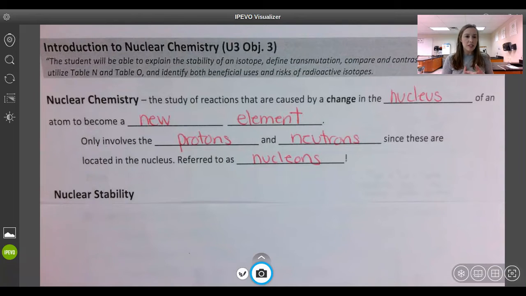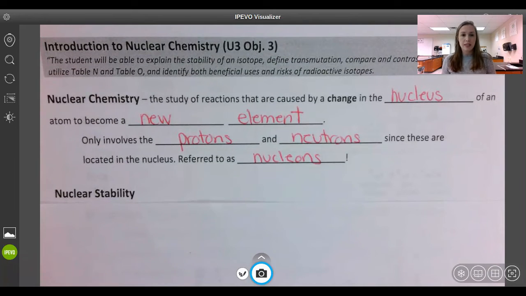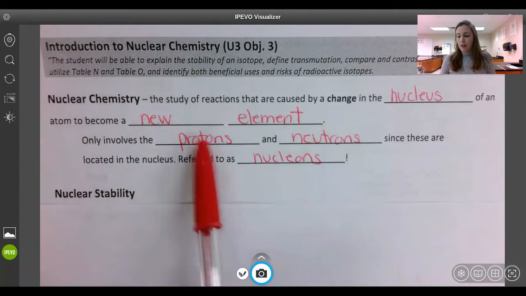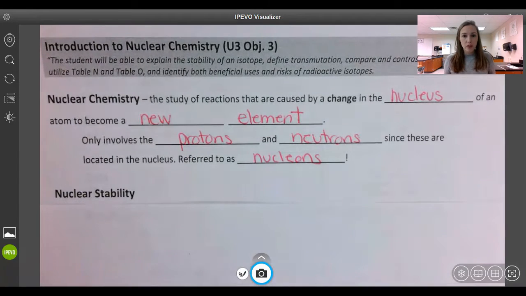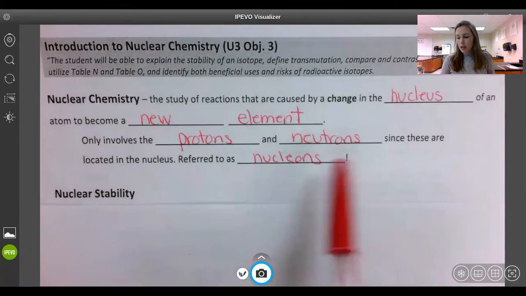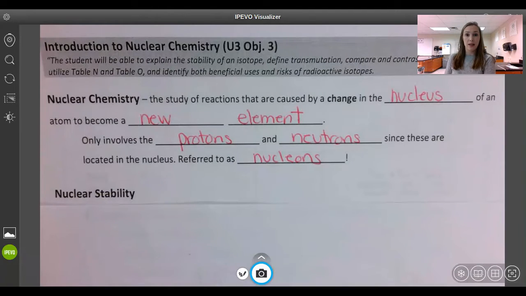All right, we're going to continue this unit on the nucleus today, and we're going to actually get into nuclear chemistry. So in nuclear chemistry, this is going to be the study of reactions that are caused by a change in the nucleus of an atom to actually become a new element. So this only involves our protons and neutrons in the nucleus, which you'll sometimes see them referred to as nucleons.